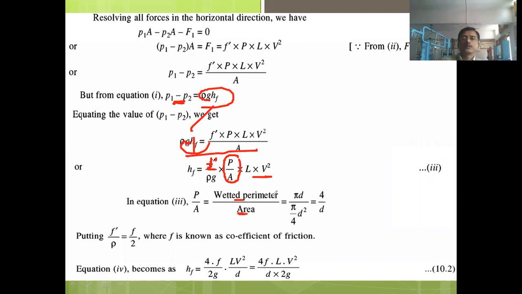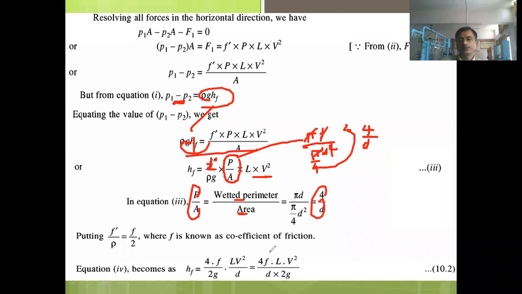Now in this equation, P upon A is nothing but perimeter upon area. P upon A. So for this P is nothing but it is pi d. Area is nothing but it is pi d square by 4. So this pi will get cancelled, one d will get cancelled here, and this 4 will come in the numerator. It will become 4 by d. Okay, instead of P by A, we can now write 4 by d.